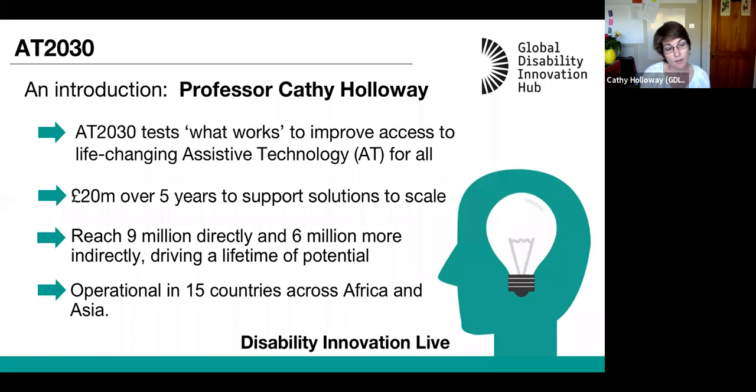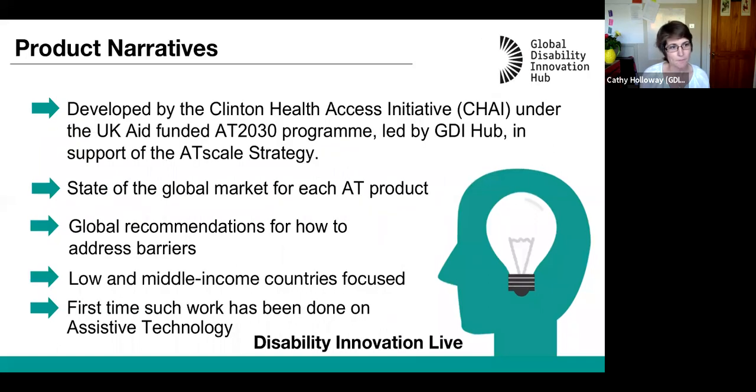So AT2030 is £20 million worth of funding. It's a huge amount of funding, and people often ask why they haven't got some of it. And the answer is that a lot of the money is going into quite structural work. And some of that structural work is in creating these documents called product narratives. And so we hope to reach 9 million people directly and 6 million more people indirectly, so driving a lifetime of potential, and we're operational in 15 countries across Africa and Asia.